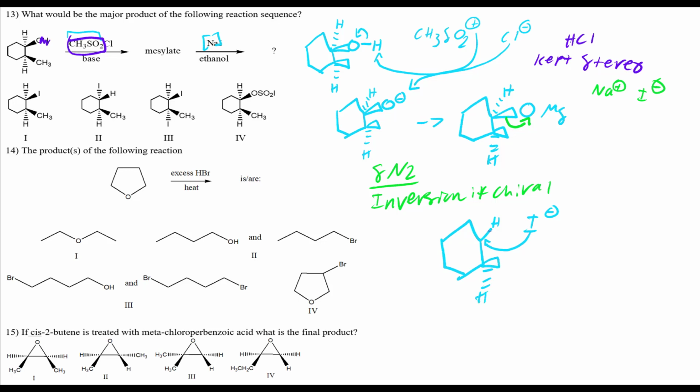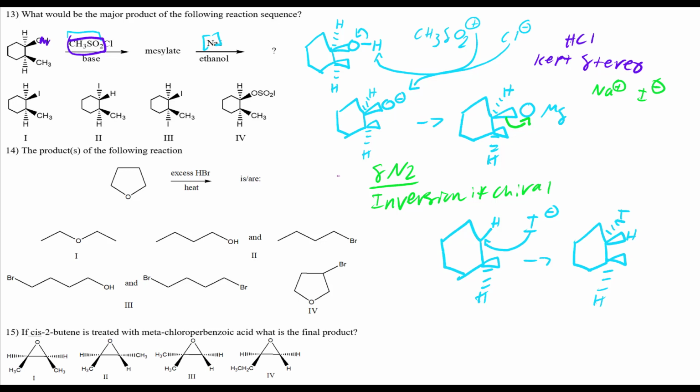And now notice that because it was a wedge, my iodine is going to have to go in the back. So it's going to be a hash now. So now we have a wedge hydrogen and then a hash iodine. Okay, so there we go.